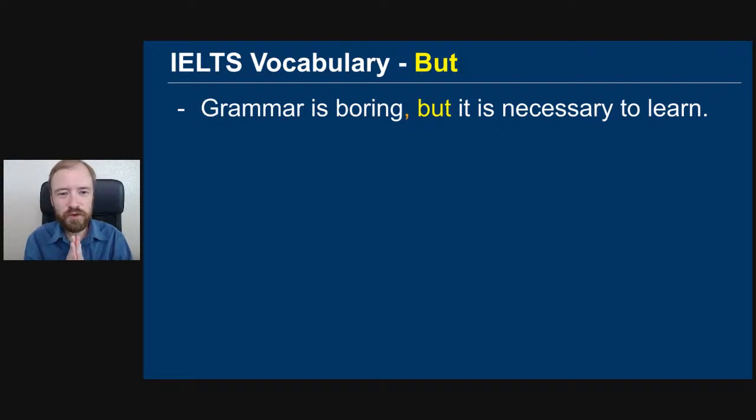We have two independent clauses. That means the first part can be a sentence by itself. You can say grammar is boring. That's a sentence. And the second part can be a sentence by itself: it is necessary to learn. That can be a sentence. So we have two independent clauses. We can connect them with but, and we use a comma.